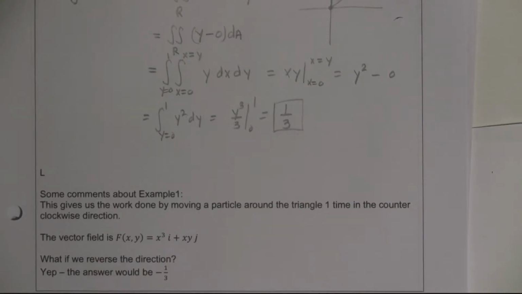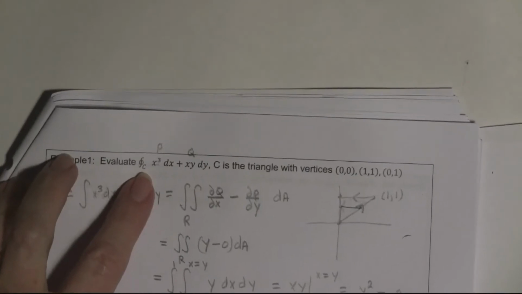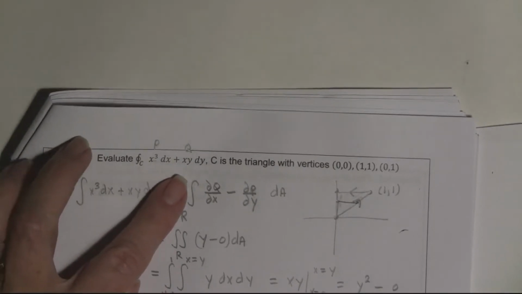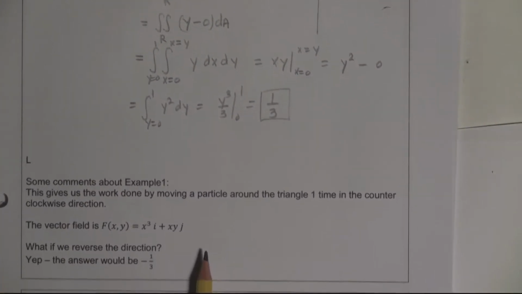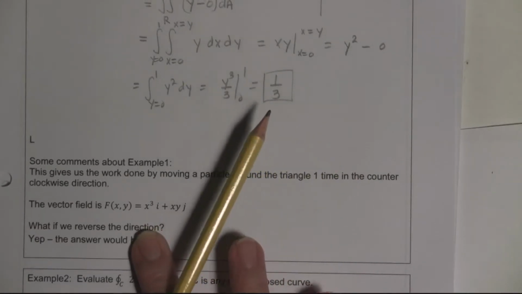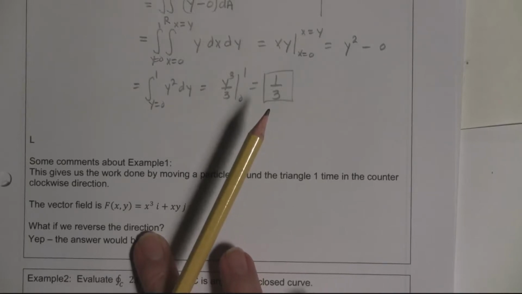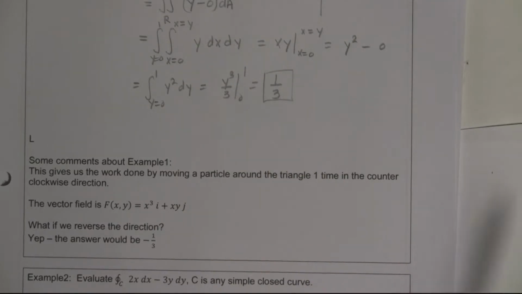The vector field is, so notice here was our vector field, x cubed i plus xy j. So that's our vector field. And then a comment, I put my finger over the answer. What if we reverse the direction and instead of going counterclockwise, went clockwise? Yep, the answer would then be negative 1/3.